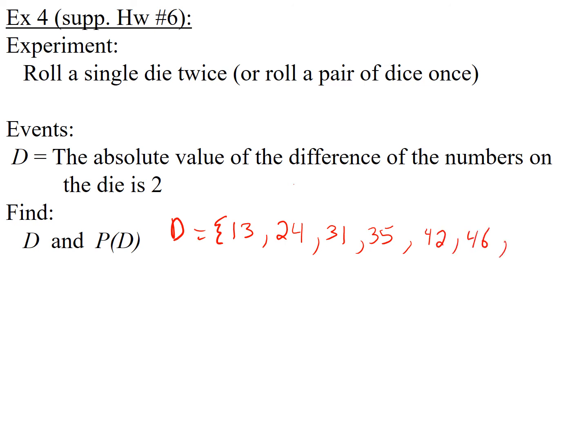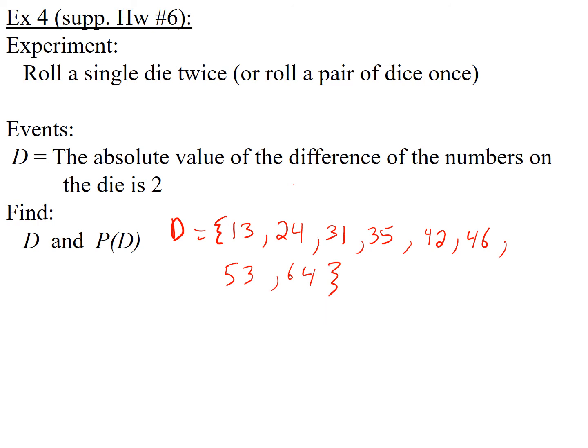I'm running out of room, let's go to the next line. If I start the die with a 5, it could be a 5, 3. Can't go higher because it would be 5, 7, and there's no 7 on the die. And then 6, if it starts with a 6, it's 6, 4. There's no other one because you would go to 6, 8. Again, there's no 8 on the die. So that's what we have for D.